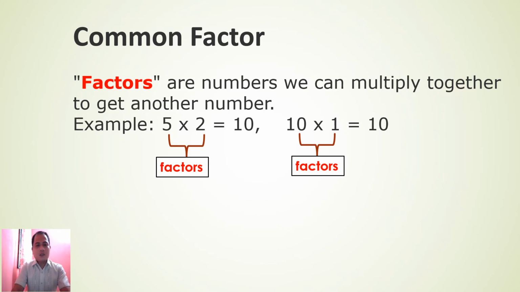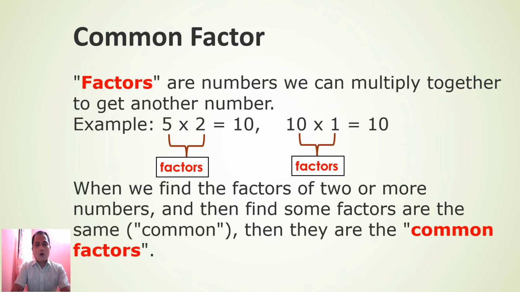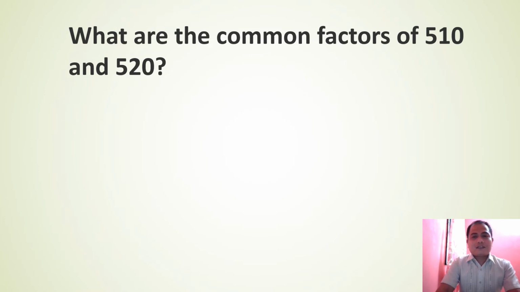Okay? What about the word common? So, when we find the factors of 2 or more numbers and then find some factors that are the same, then they are common factors. So if the two numbers have the same factors, they are what we call common factors. Okay, let's have an example.